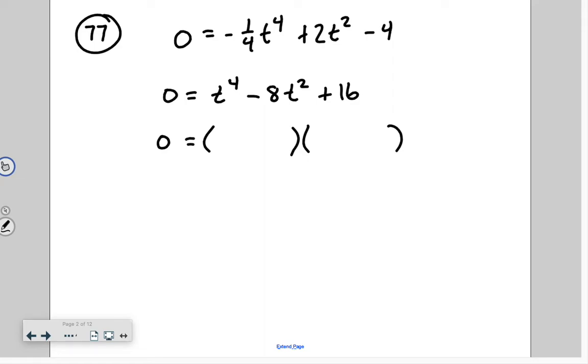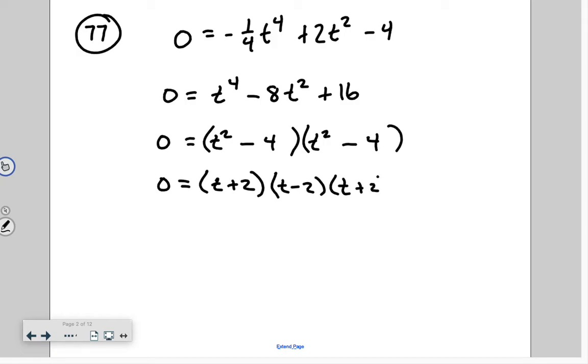Factors of t to the 4th: t squared and t squared. Factors of 16 that add to -8: -4 and -4. And if you notice, now we have the same factor twice, but both of those factors are also a difference of squares, which means I can factor each of those. So we end up with t plus 2 and t minus 2, and then we have it again, another t plus 2 and t minus 2.